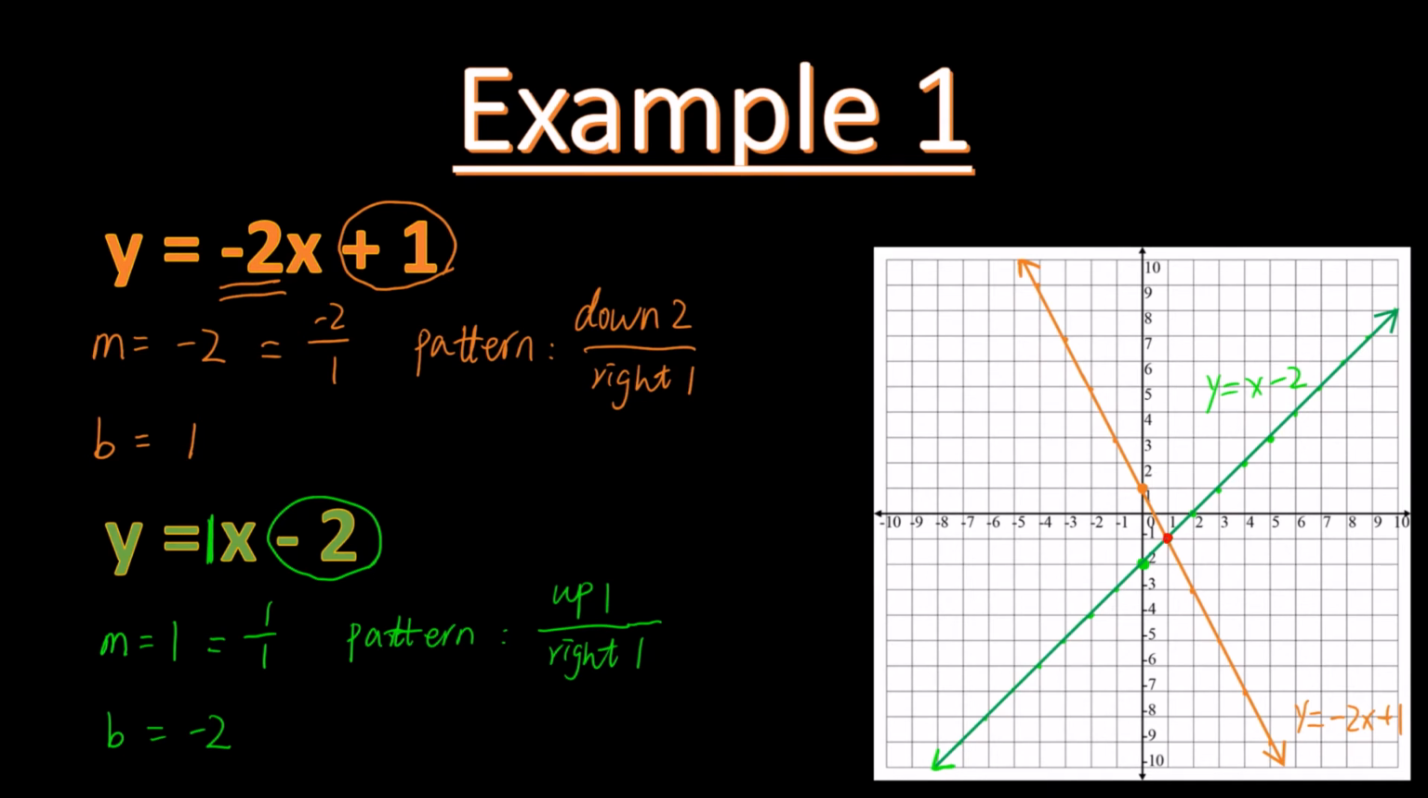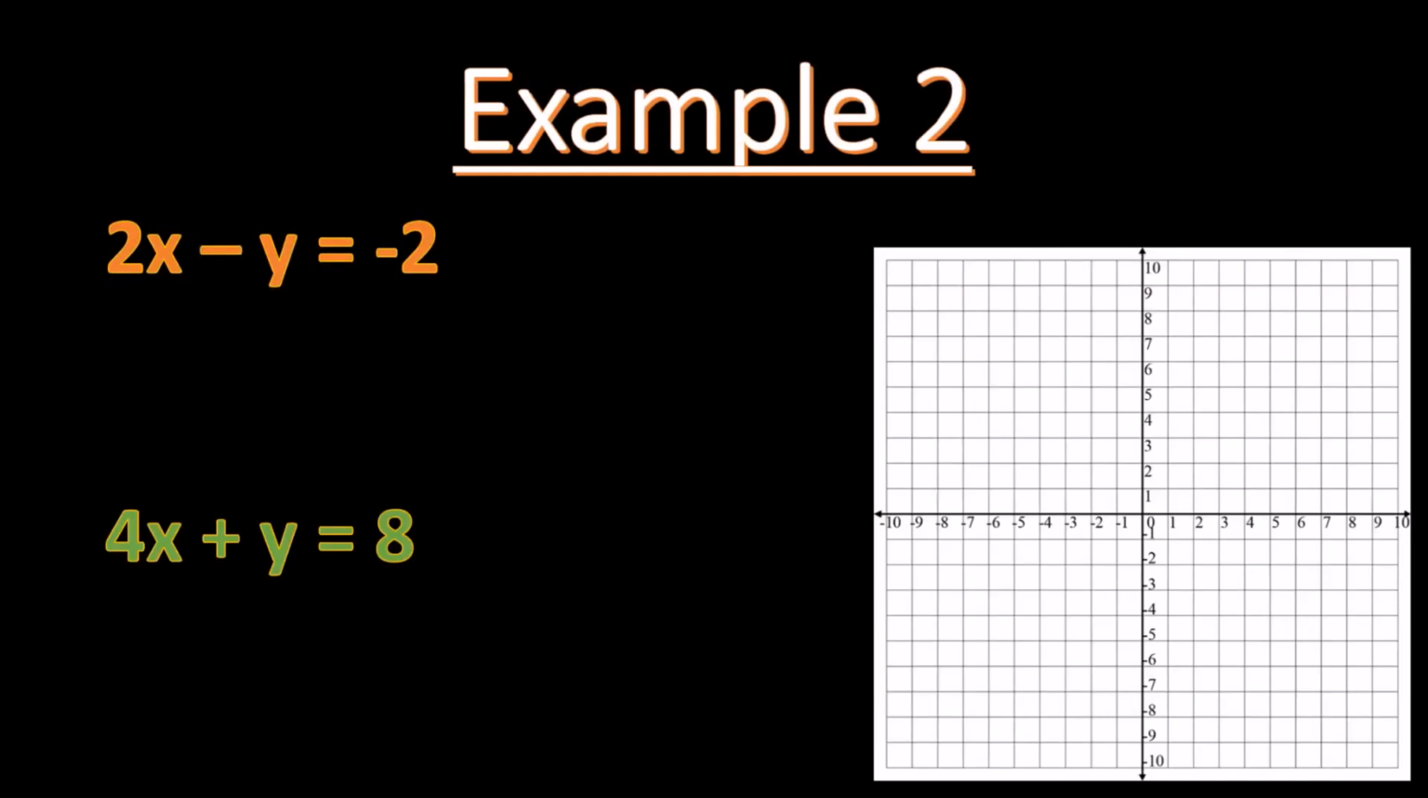Now the graphs intersect at one point. That means we only have one solution, and we can write the solution as a coordinate point, which is 1, negative 1. And this is the final solution for this example 1.